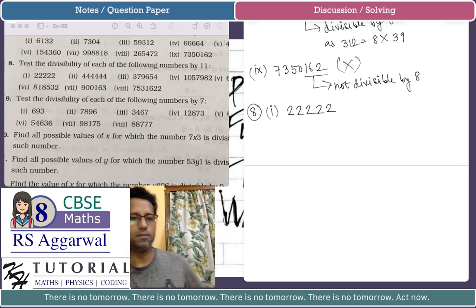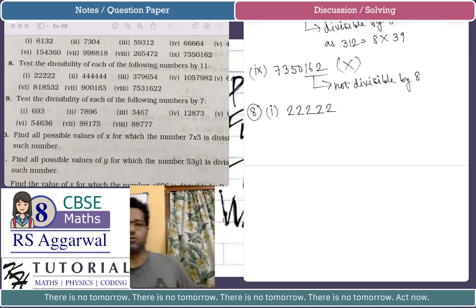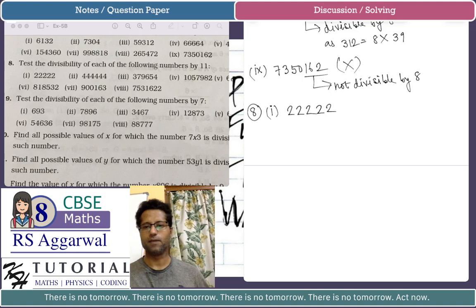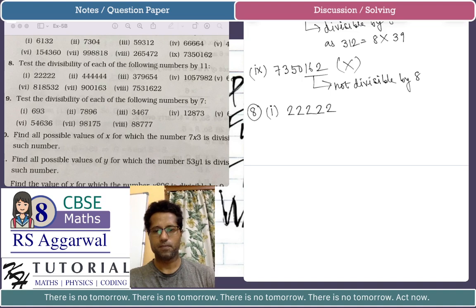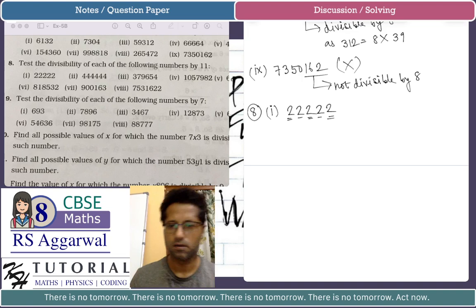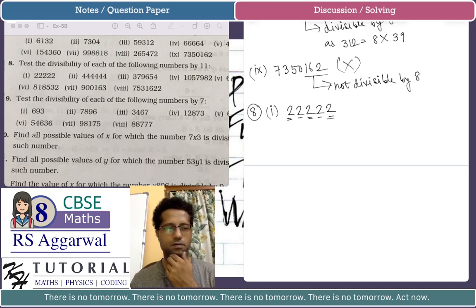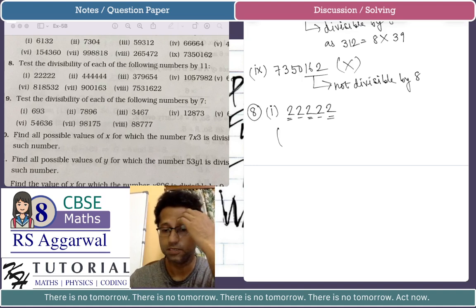If you need to visually mark the digits at the odd places and the digits at the even places, you can do so. So the digits at the even places I am underlining with a single line, and the digits at the odd places I will underline with a double line. So these are the digits at the odd places, and these are the digits at the even places. So we have to check the difference of the sum of the digits at the odd places and the sum of the digits at the even places.